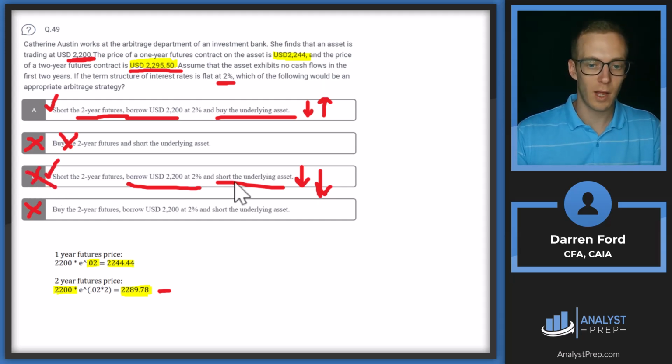So we're going to go ahead and rule out C since we'd be shorting both, and then we will stick with A, short the futures, and then borrow money to buy the underlying.